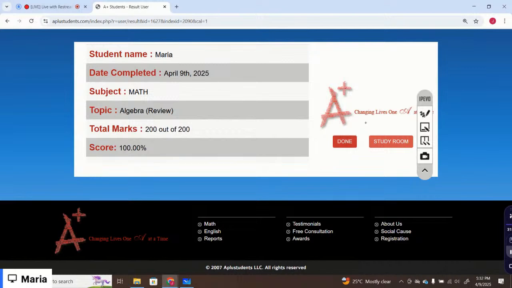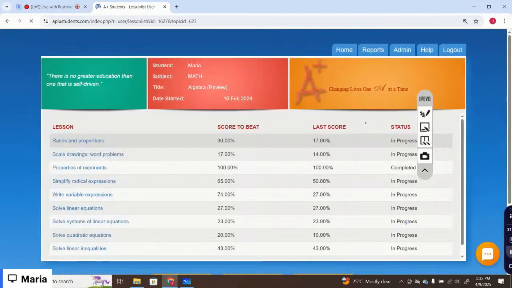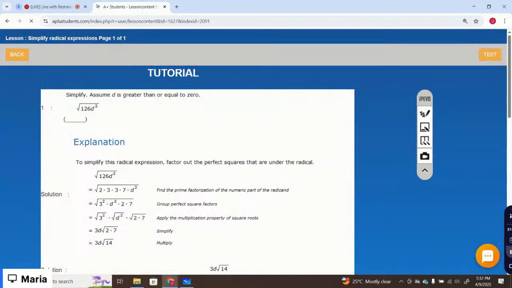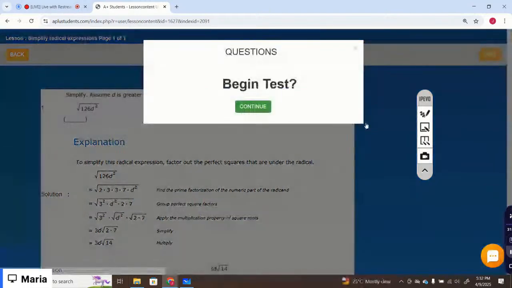We are done with the lesson. Let's just move on to the next lesson. Simplify radical expressions. Let's just start with the test questions.